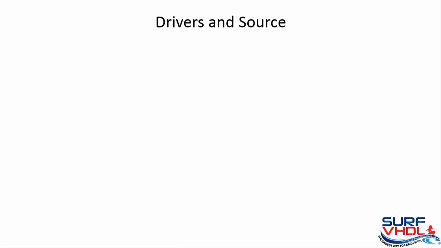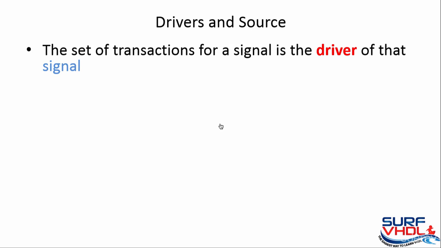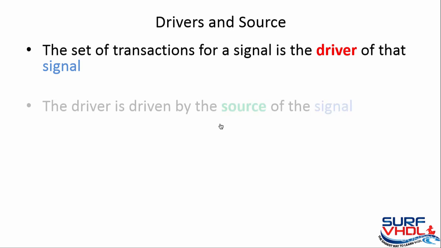In the previous lesson, we talked about the transaction. A transaction is a couple value-time that is scheduled on the signal. The set of transactions for a signal is the driver for that signal. In its turn, the driver is driven by the source of the signal.